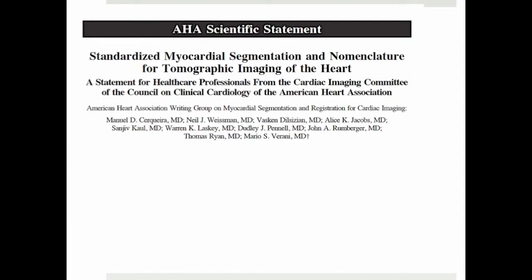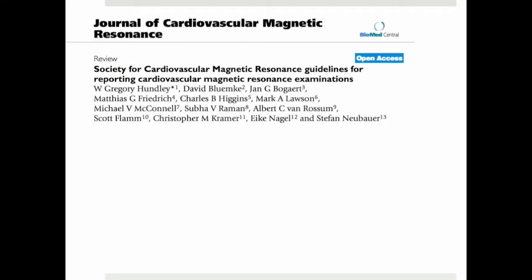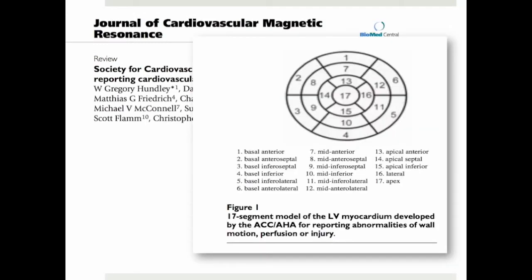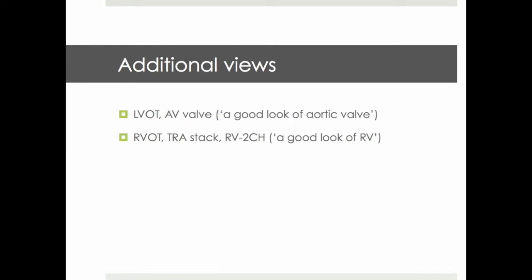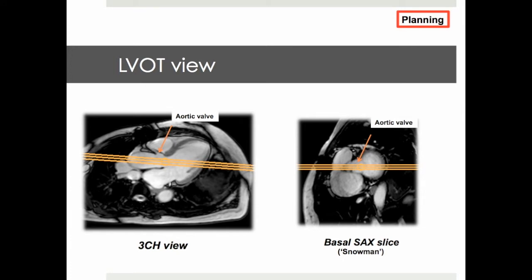With this, we have covered basic cardiac views, which are the prescribed views across various cardiac imaging modalities for assessment of LV function, as well as regional wall motion abnormalities, and also adopted in cardiovascular magnetic resonance. Important additional views include those providing a good look of the aortic valve as well as of the right ventricle. Aortic valve views include 3-chamber view, LVOT views, as well as en-face view of the aortic valve.